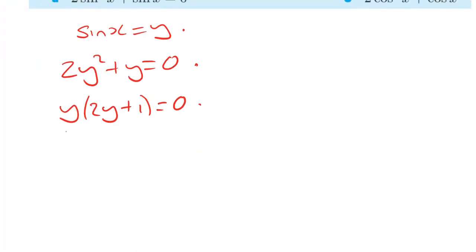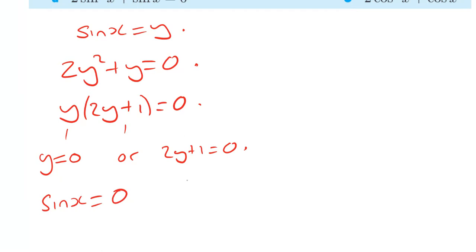And if we have two numbers multiplying together to make 0, then one of them must be 0. Either y is equal to 0 or 2y plus 1 is equal to 0. Or in other words, sine x, if we make that swap back again, is 0. And I'm hoping you can see that in this case, sine x is equal to negative a half, just by rearranging, moving the 1 across and dividing by 2.